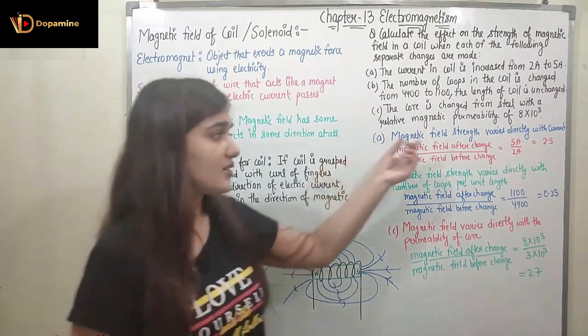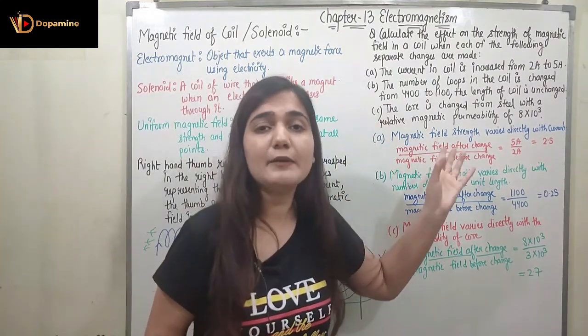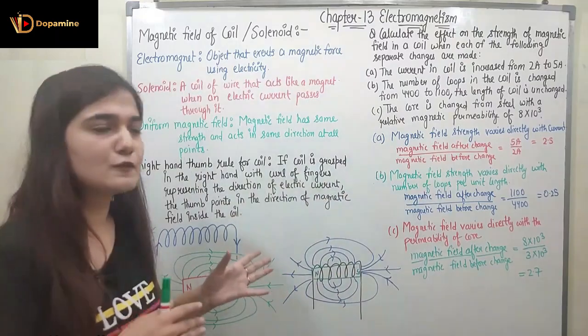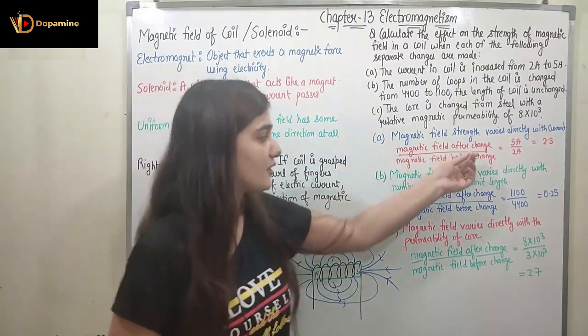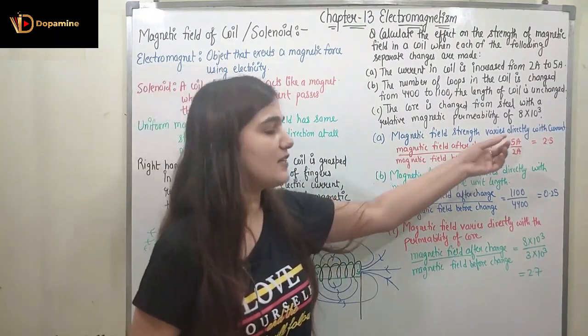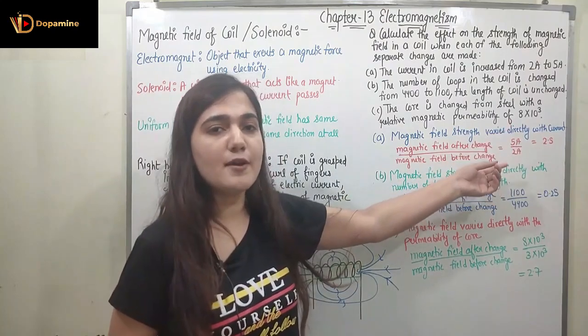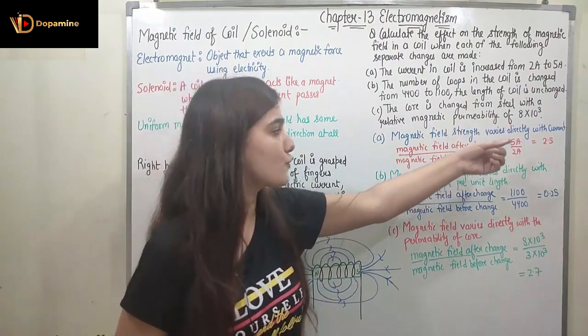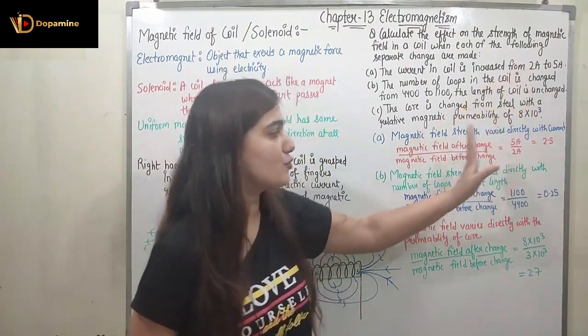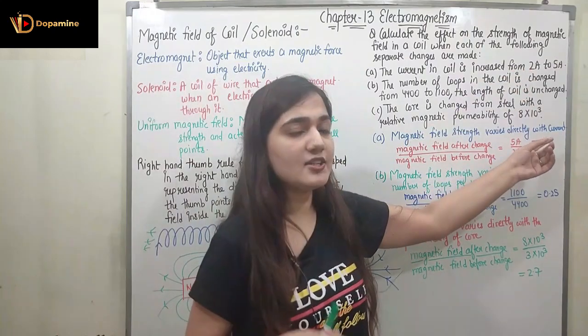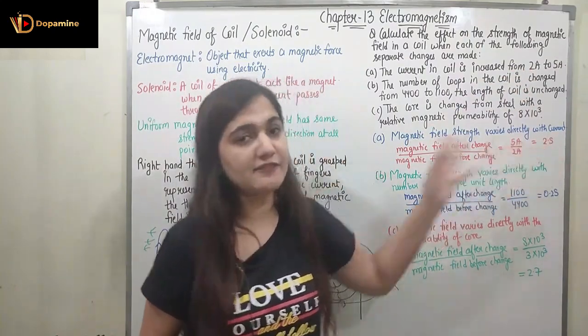The magnetic field strength, we all know, varies directly with the current. If I increase the current, the magnetic field is going to increase. So the magnetic field after change upon the magnetic field before change is 5 ampere upon 2 ampere, which is the current after and the current before. So we divide it, and the change in the magnetic field is 2.5 times.